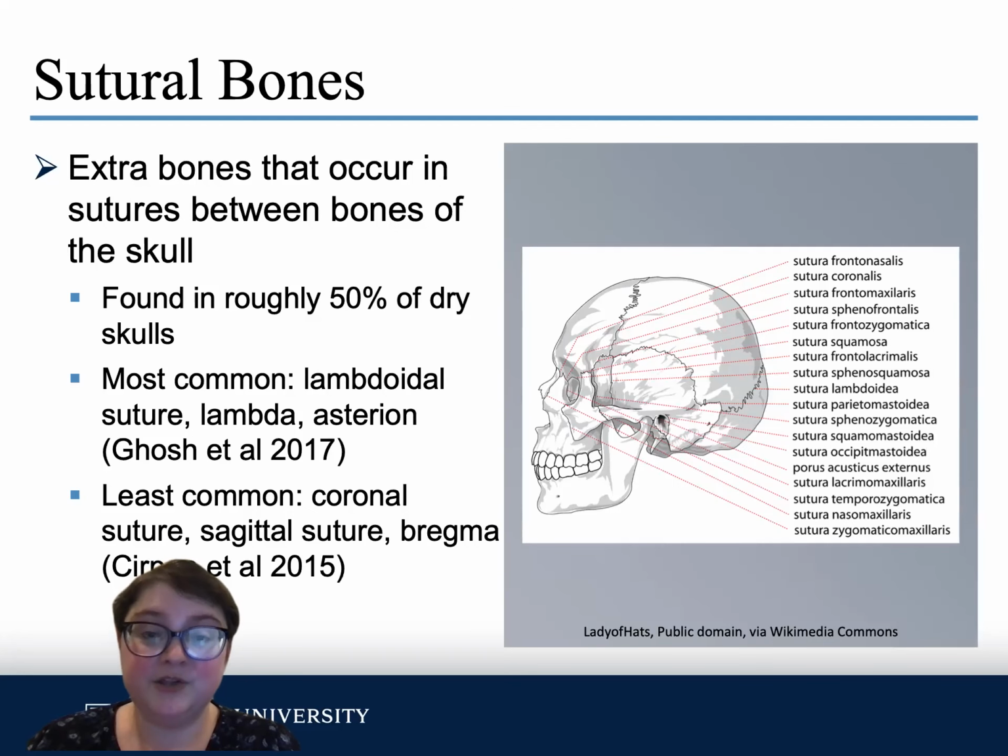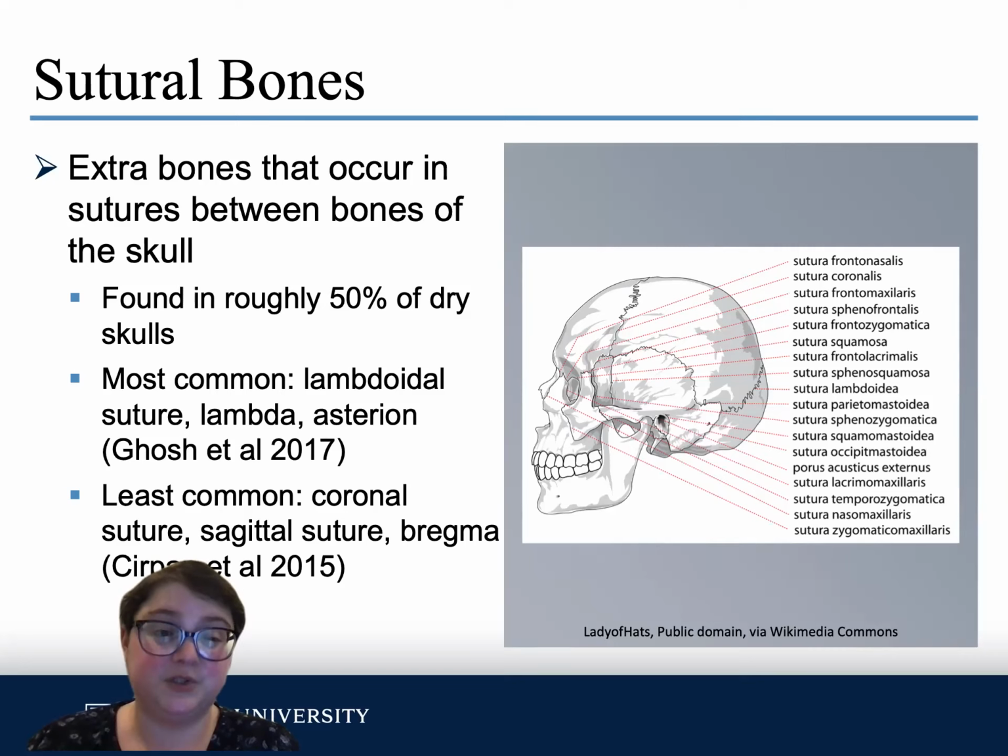Sutural bones are extra bones that occur in cranial sutures. They are also referred to as wormian bones, intersutural bones or ossicles, intercalary bones or ossicles, and supernumerary bones or ossicles. The most commonly used term in the literature is wormian bone, named after anatomist Olaus Wormius, who described such bones in a letter to Thomas Bartholin in 1643.